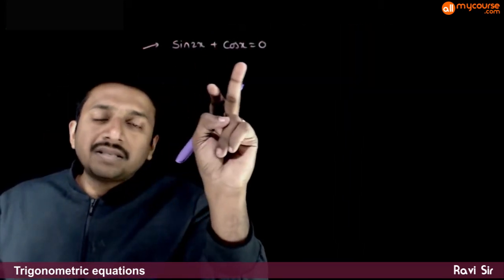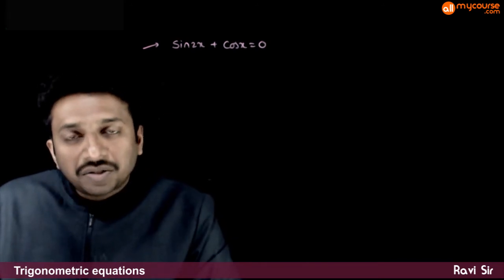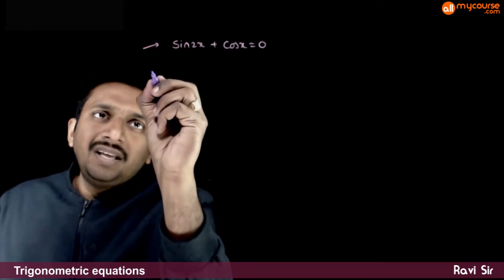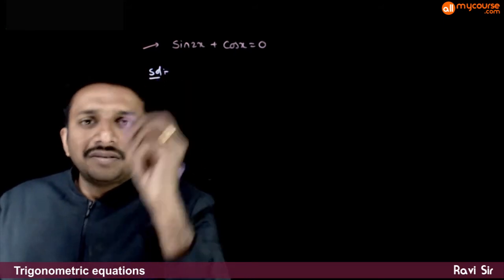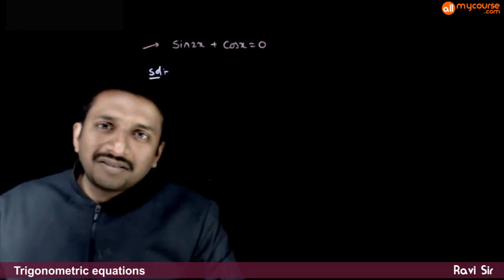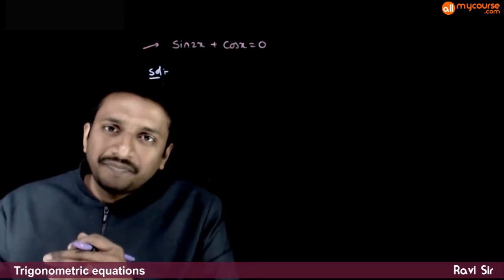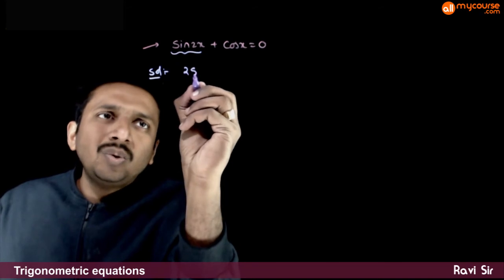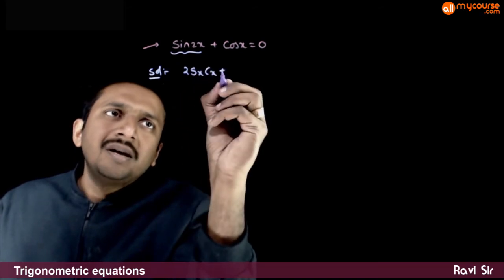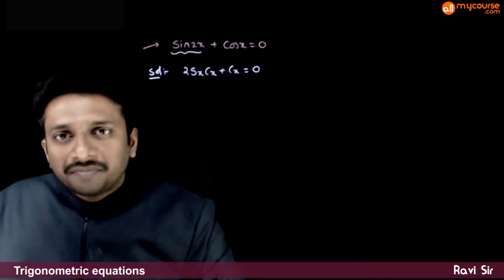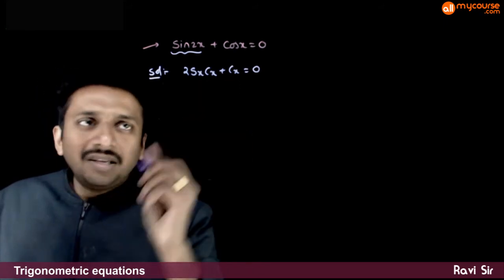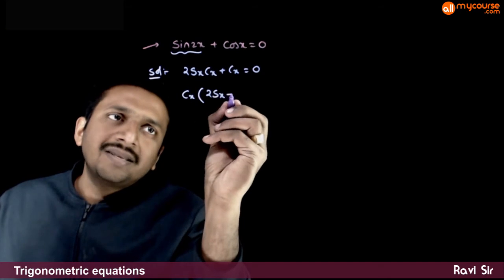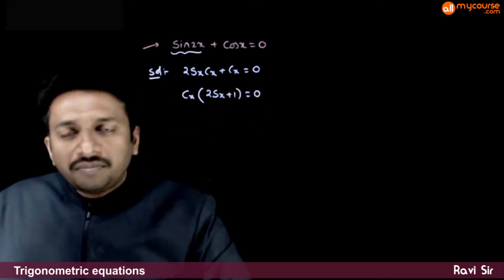Sin 2x plus cos x is equal to 0. How do I solve this? Let me solve this in two different ways. The first is the method of factorization. Can I divide this into two factors? To do that, sin 2x, you know that it is 2 sin x cos x, plus cos x is equal to 0. So you have cos x here as well as here. If I take cos x as common, I get cos x times (2 sin x plus 1) is equal to 0.